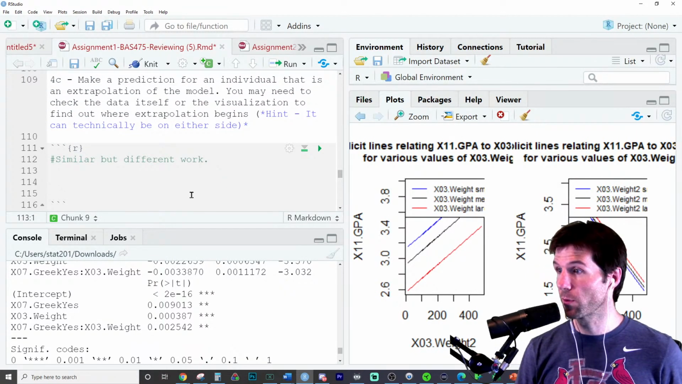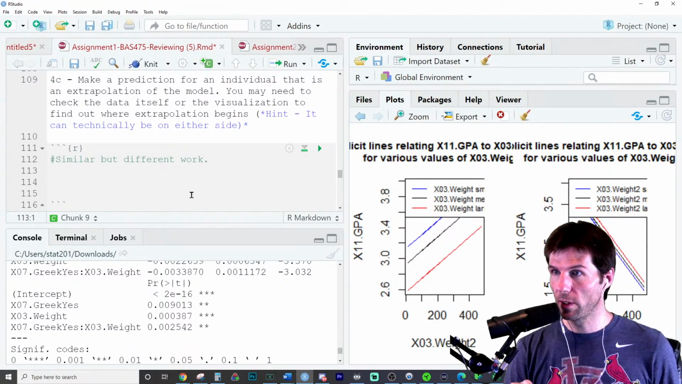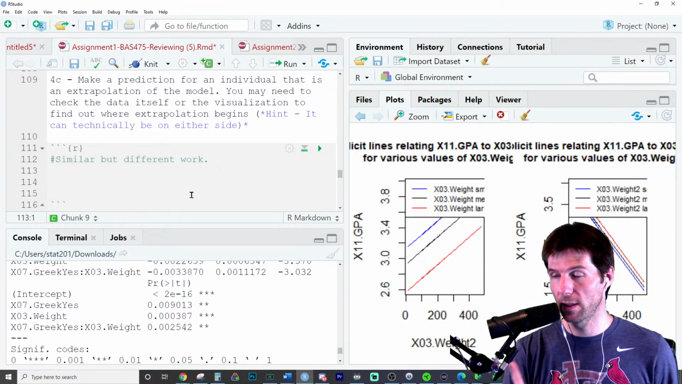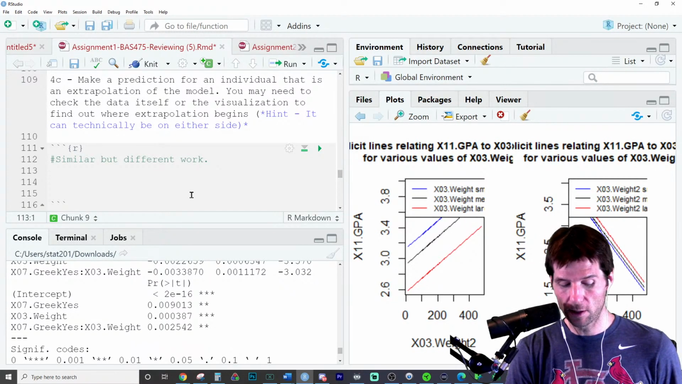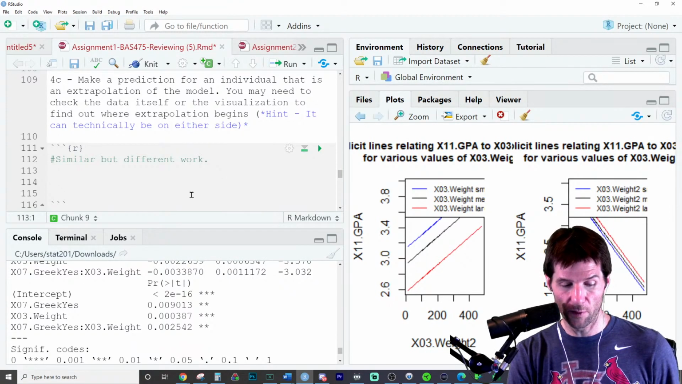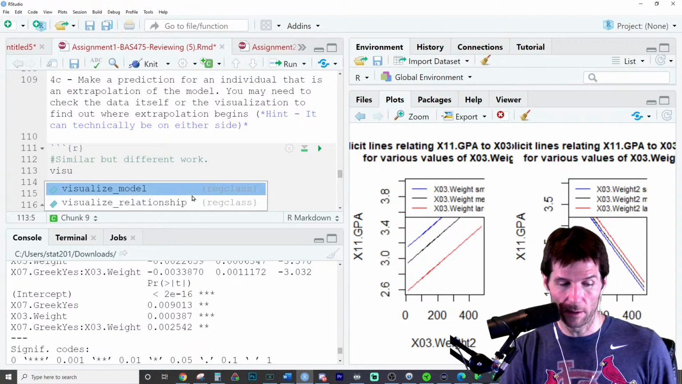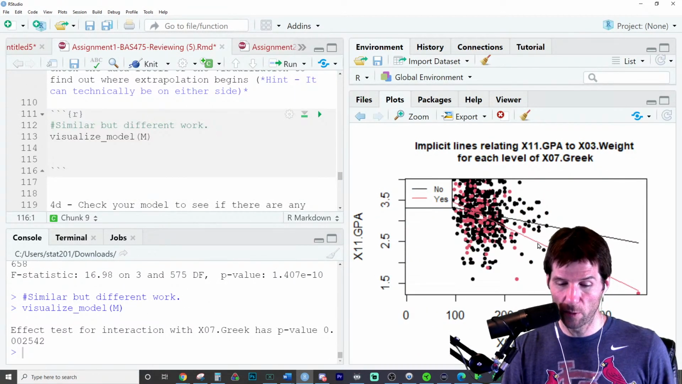And now we're going to make predictions for an extrapolation of our model. So let's make an extrapolation for an individual that is an extrapolation. So what is an extrapolation? Let's look at the model first. So I'm going to visualize my model. You might not do that. Remember, it's different but similar work.